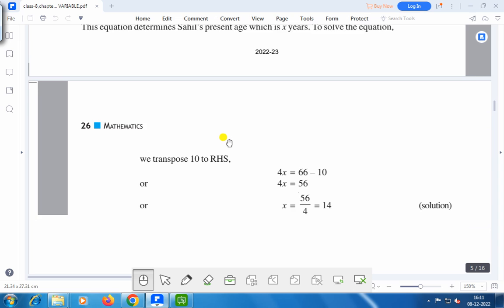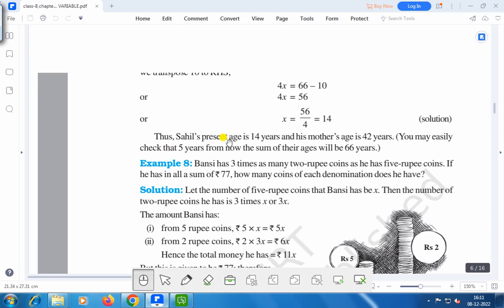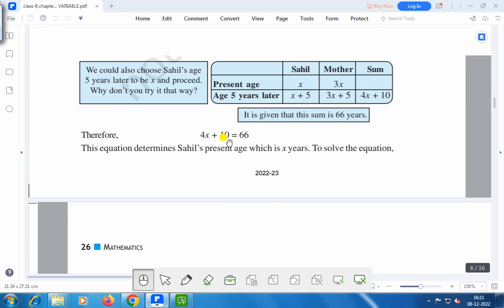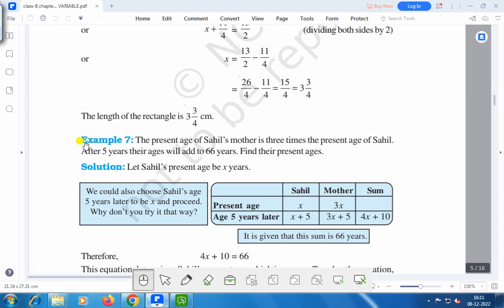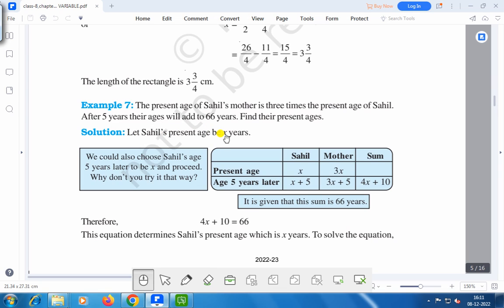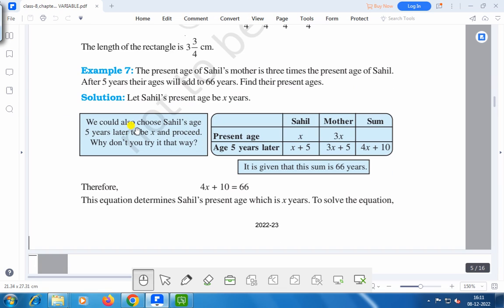Now, example 7. The present age of Sahil's mother is 3 times the present age of Sahil. After 5 years, their ages will add up to 66 years. Find their present ages. Let Sahil's present age be x years. We could also choose Sahil's age 5 years later to be x and proceed.